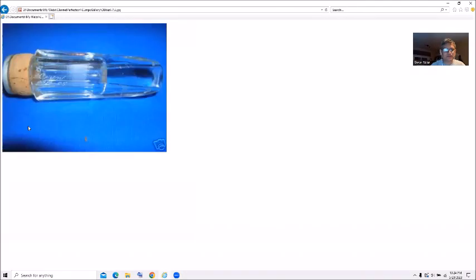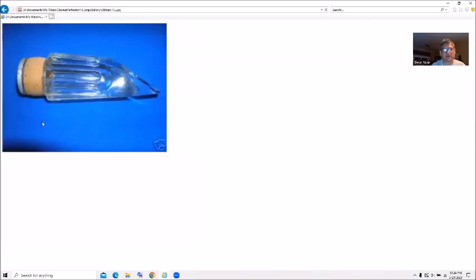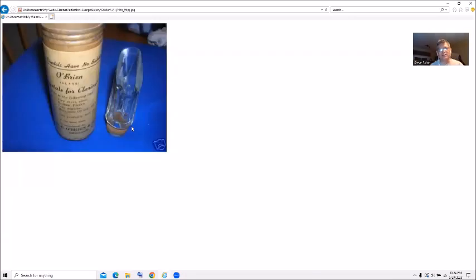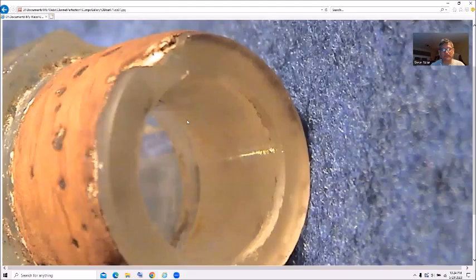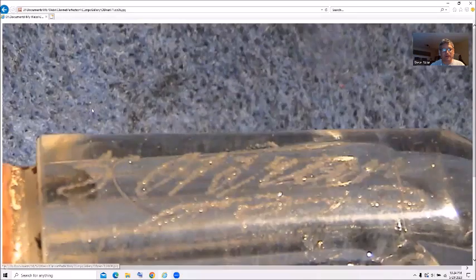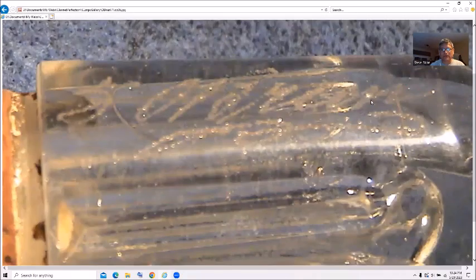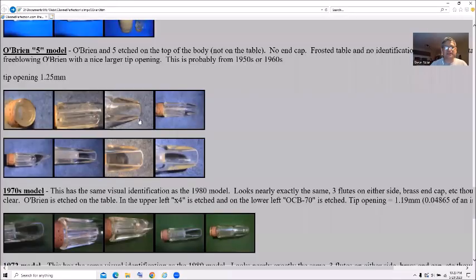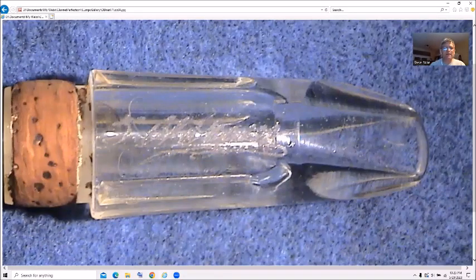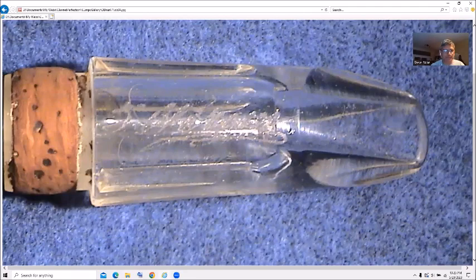Going on with a 1955 model. Really nothing special here on the facing, the head, the size and stuff. And these all came in a tube, various tubes at various times. Here's a five model. No end cap, frosted table, larger tip. There's O'Brien on here, has the number up here that I can't read anymore. Amazing, when you're young, your eyes can read anything. When you get older, it's like, oh, I used to be able to read that. Now I have no idea what it says. So this is on the top of the mouthpiece.